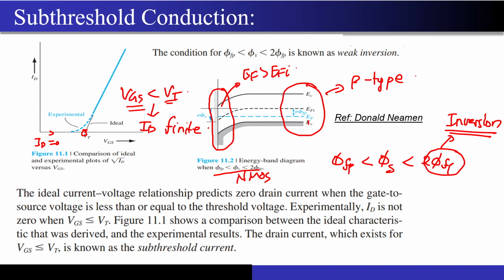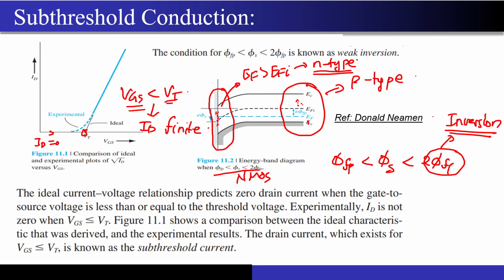This EF is greater than EFI. This means the semiconductor material has become N type, but it is not fully N type. For example, the amount of electrons that you will be able to see near the interface will still be in very small concentration compared to the concentration in the bulk. I will repeat that statement again. The concentration of electrons at the surface will be lesser compared to the concentration of holes at the bulk, right?